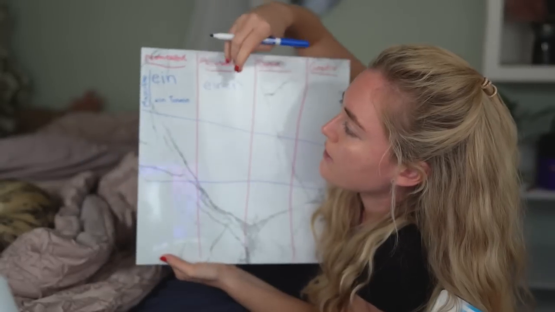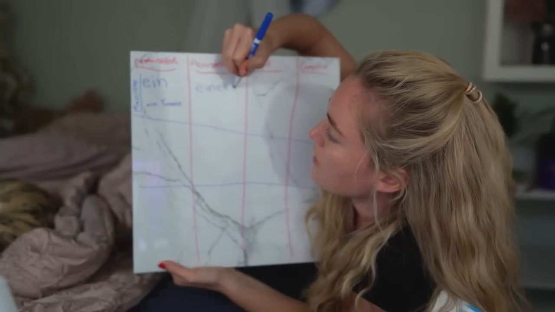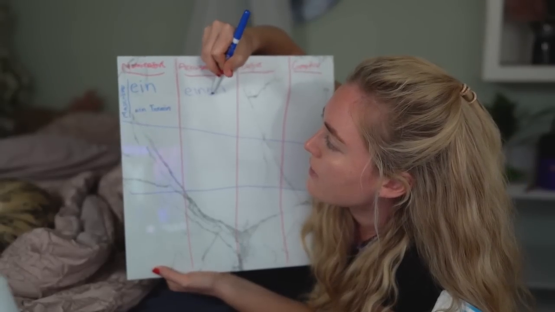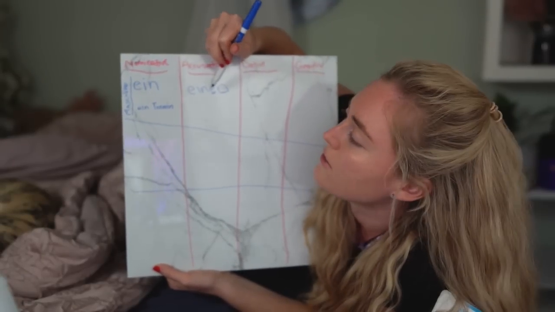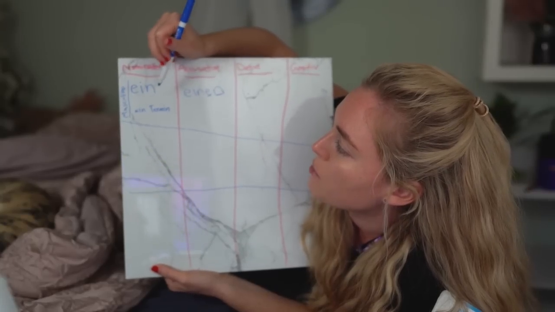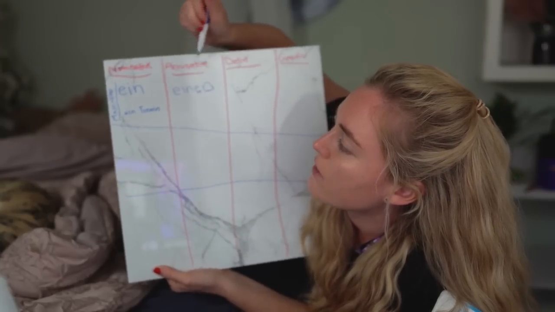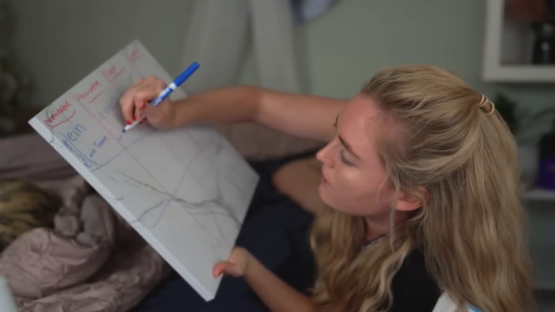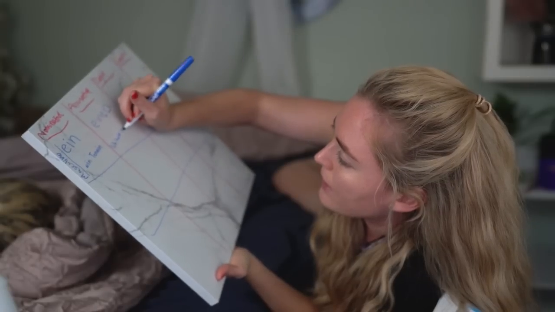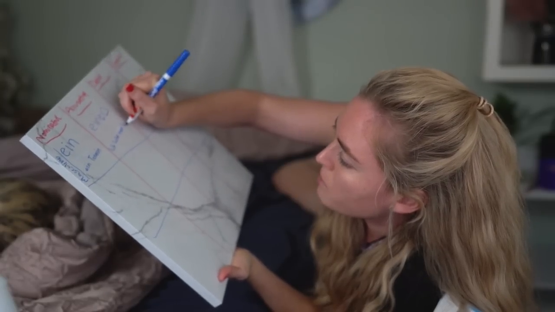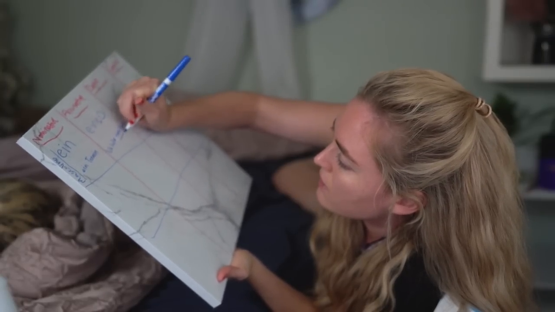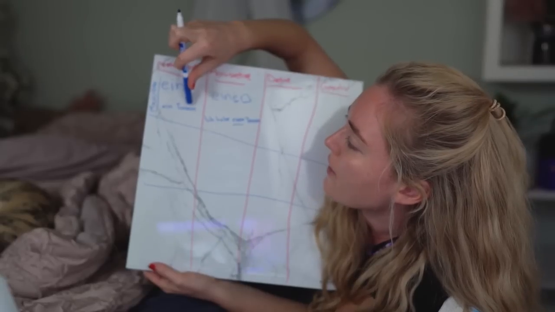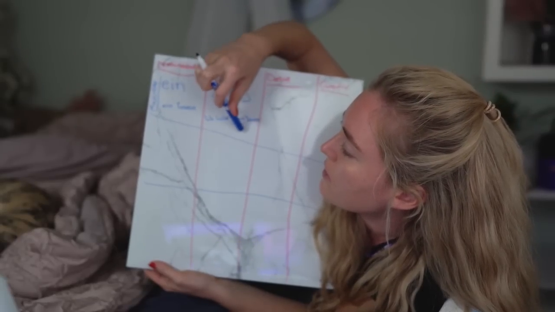E-I-N-E-N. So it's einen. You add en to ein. So now it's masculine accusative. Here's the example sentence: Ich habe einen Termin. So your masculine noun just turned into an accusative masculine noun.